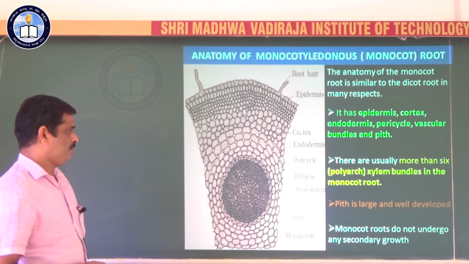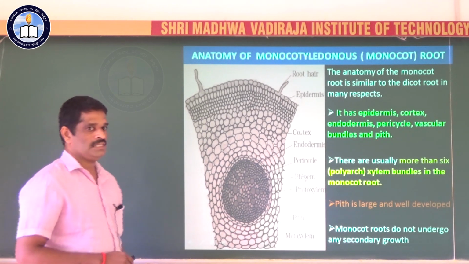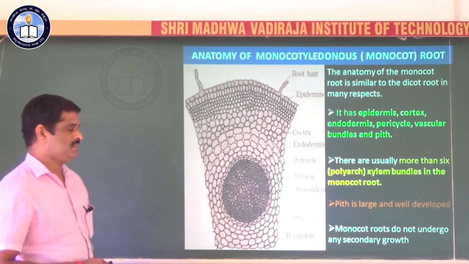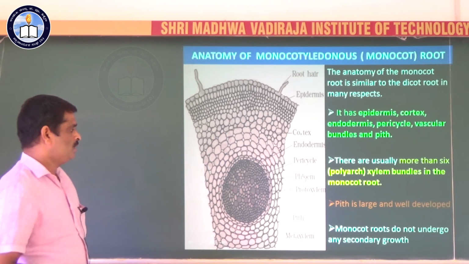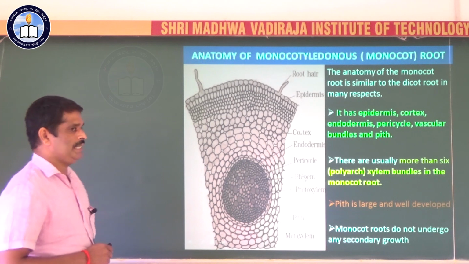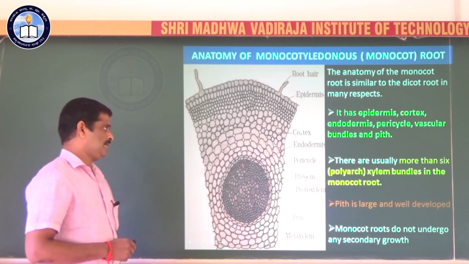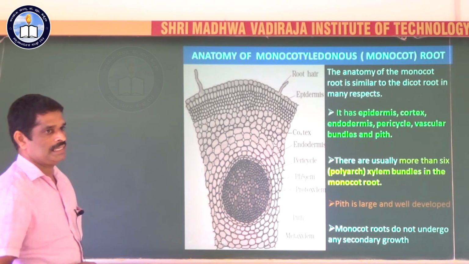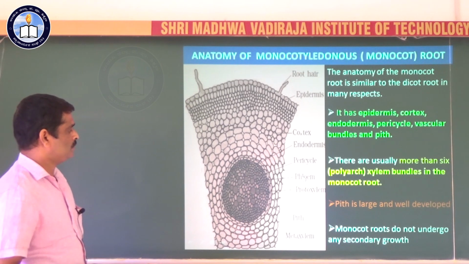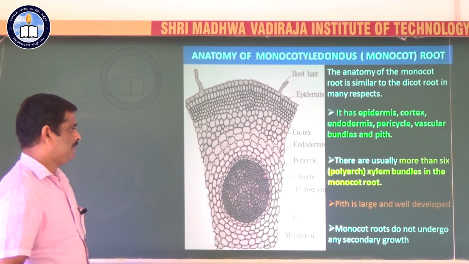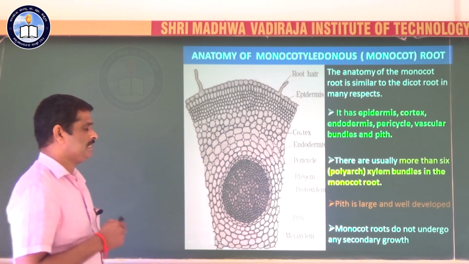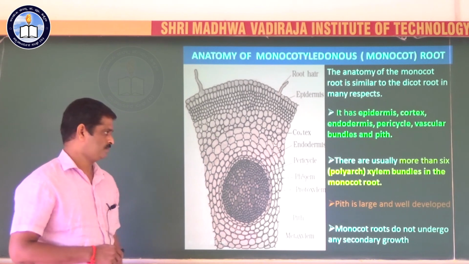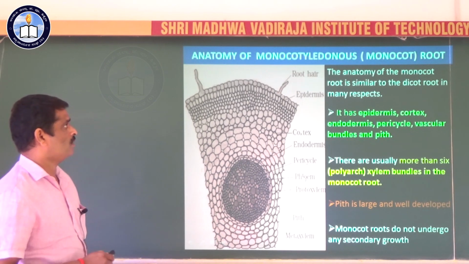Here the pith is well developed. In the case of dicot, the pith is absent or very small. This monocot root does not undergo any secondary growth. What differences do you notice between the monocotyledon's root and the dicotyledon's root? In the monocotyledon's root, the pith is well developed and there are usually more than 6 xylem bundles, that is what we call the polyarch condition, whereas in the dicot it is 2 to 4. So that's about the anatomy of the monocotyledon's root.